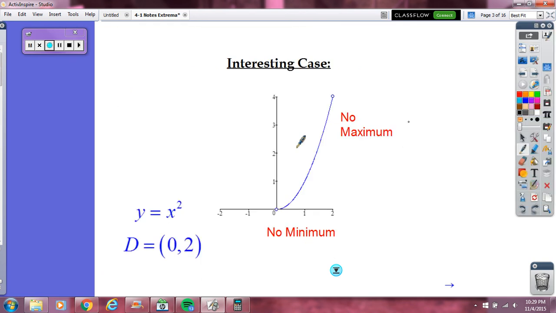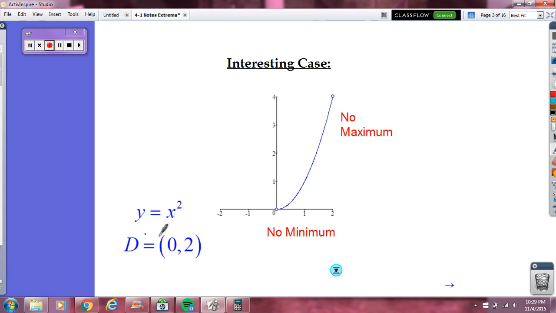Something kind of weird and interesting to consider. If you've got an open interval, so notice that the 0 and the 2 in this case are not included, we don't have a minimum or a maximum. The reason is because we're not including 2. If I said the maximum is at the number that's right before 2, like 1.99999999999, you can always add another 9 to that. So that's the reason that we can't really define what the maximum value is going to be.